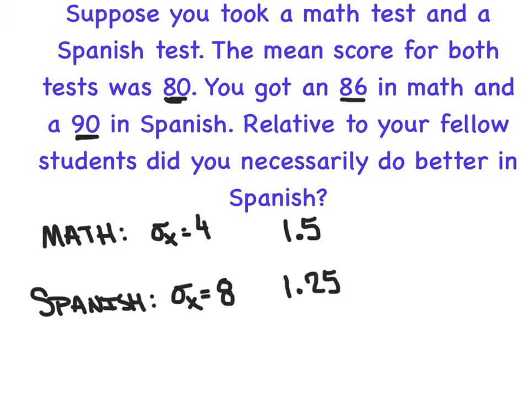Okay, so what you found out, because the standard deviation in math was a little bit lower, is that a heavier percentage of the population within your class was really closely clustered around 80. So by getting an 86, you kind of separated yourself with a greater distinction than you did in Spanish. And so relative to your classmates, we'd say you actually did better on the math test because you outscored a higher percentage of your classmates.